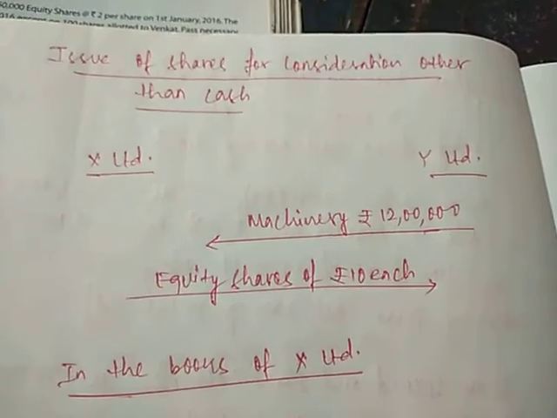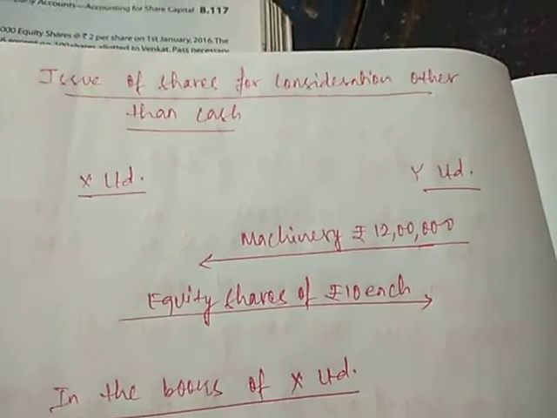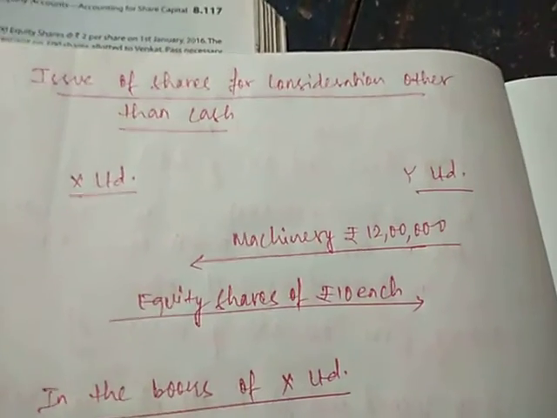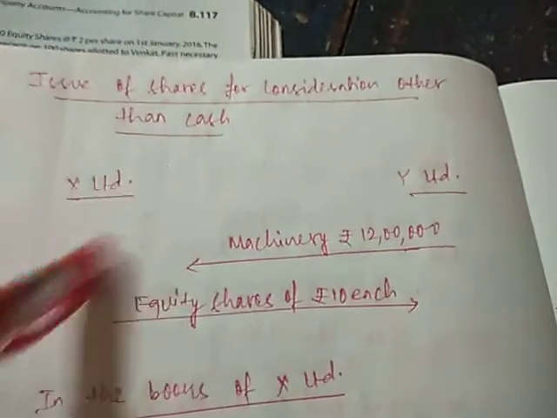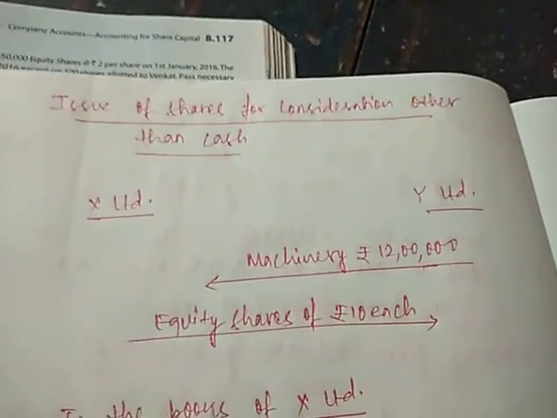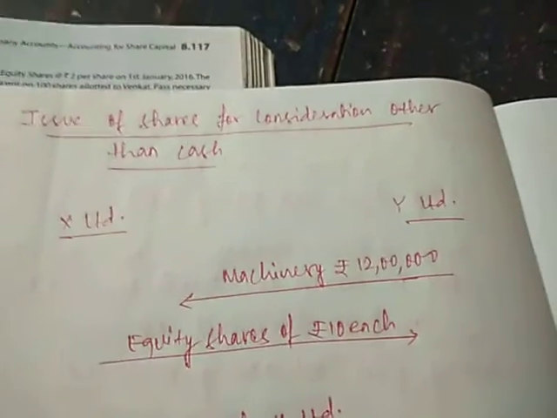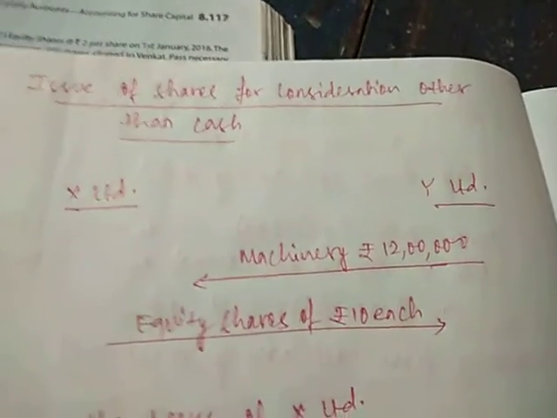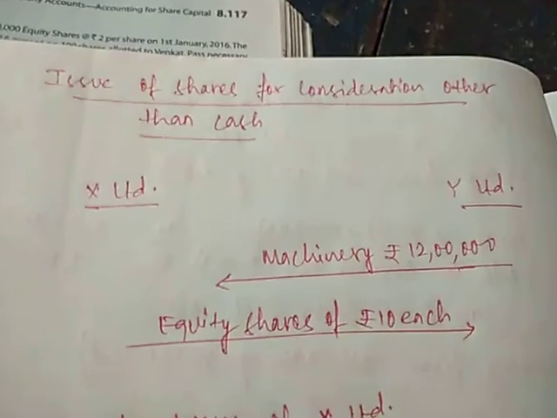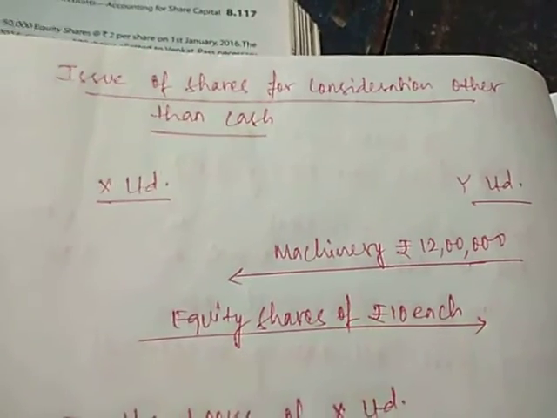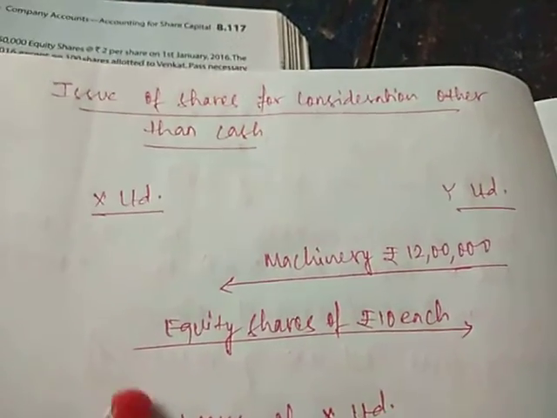Friends, today we'll see a new topic in accounts, that is issue of shares for consideration other than cash. So consideration other than cash means the company will issue shares but will not get cash. The company will not be receiving cash, but in place of cash it will be receiving consideration which will be other than cash. Now, for example, machinery.